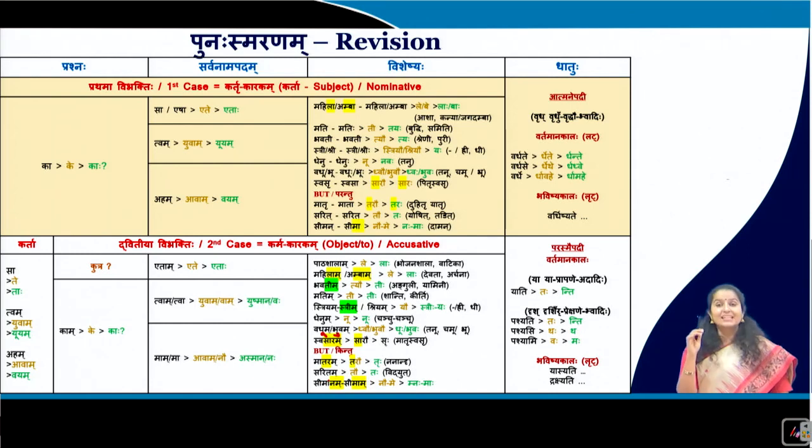Saritam. Sarit becomes saritam, saritau, saritaha. Vidyut. Vidyutau, vidyutaha. Seemanam or seemam. Seemanau or seeme. And the last one is seemanaha. Oh, there's a small error here. This should be seemanaha. Okay. Because the Prathama and the Dvitiya Vibhakti are the same in the Strilinga words. So you have seemanaha and seemaha.